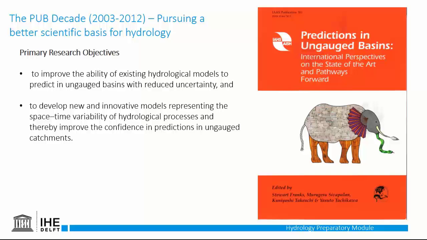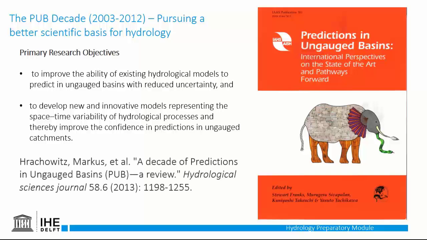IAHS recognized that hydrologists, with all we had learned about hydrological processes, still lacked a sufficiently strong scientific basis to provide reliable predictions of water availability in the majority of smaller basins around the world that remained ungauged and were not likely to be gauged. Overcoming this knowledge gap would require improved hydrological theories, models, and empirical methods. The outcomes of the PUB decade, both research results and its impact on the hydrological community, are detailed in the 2013 paper by Hrachowitz, which is one of your readings in the course.